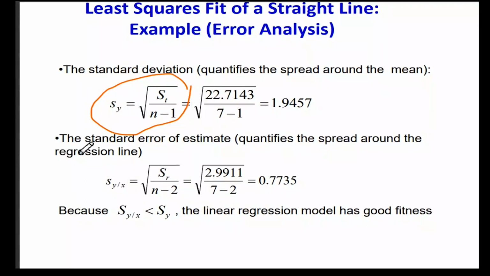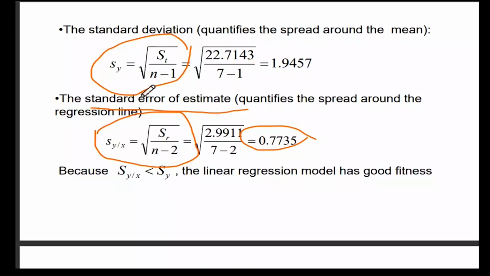And kita boleh juga, we can also find the standard error of estimate, yang mana it will quantify the spread around the regression line by using this formula, where we take the SR value divided by n-2 square root, so dapat 0.7735. So if we compare these two values, the standard error of estimate and the standard deviation, if the value of standard error of estimate is less than the value of standard deviation, then we can see that the linear regression model that we have created has a good fitness.